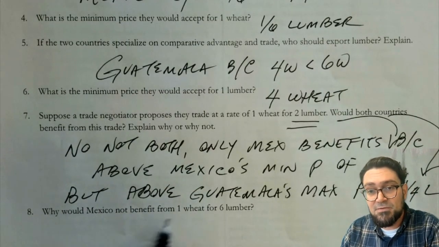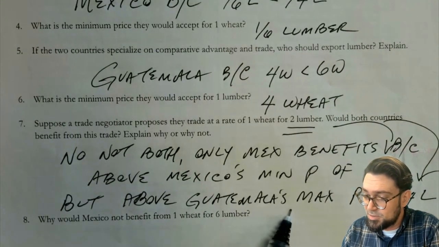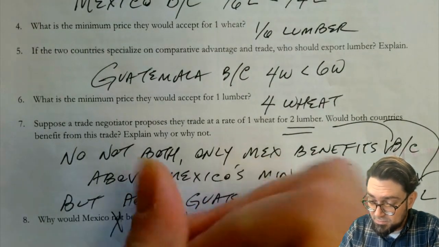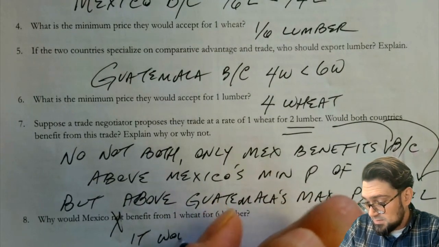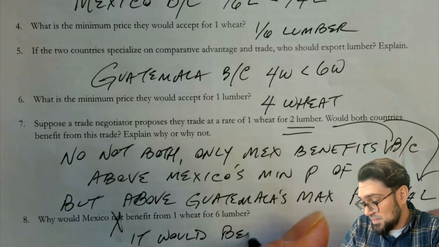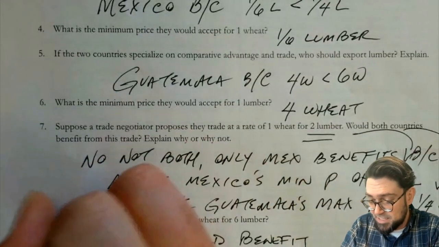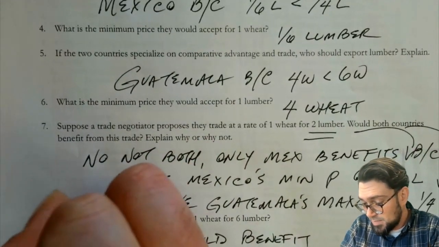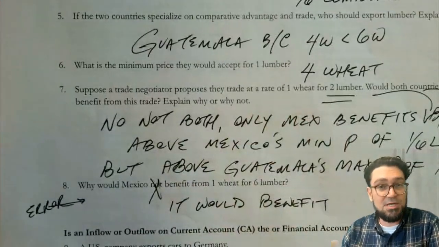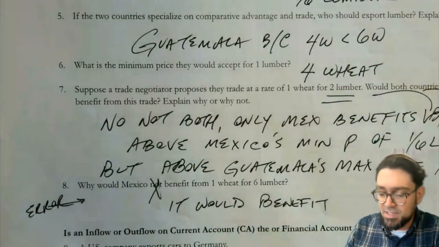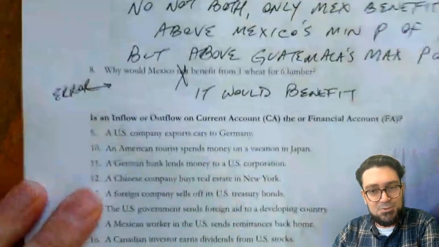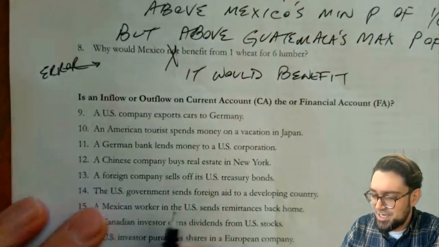Why would Mexico not benefit from 1 wheat for 6 lumber? It actually would benefit. And so that's my mistake, my error on this one. My bad. Sorry about that. And again, that's because I flipped the numbers when I actually wrote the table out. There's a couple of changes I also want to make on this set. You can see that I was doing this in a hurry and I shouldn't have.